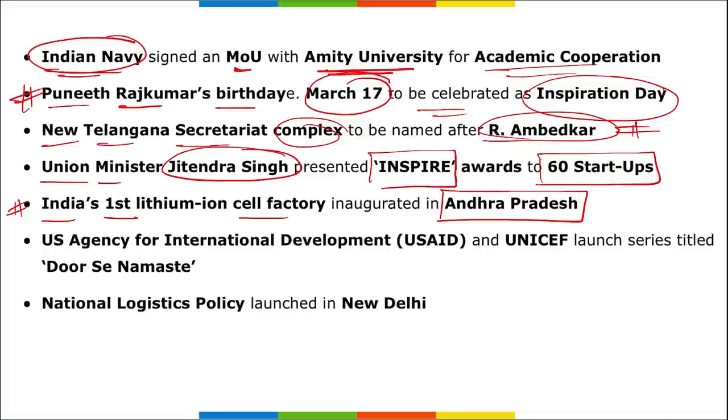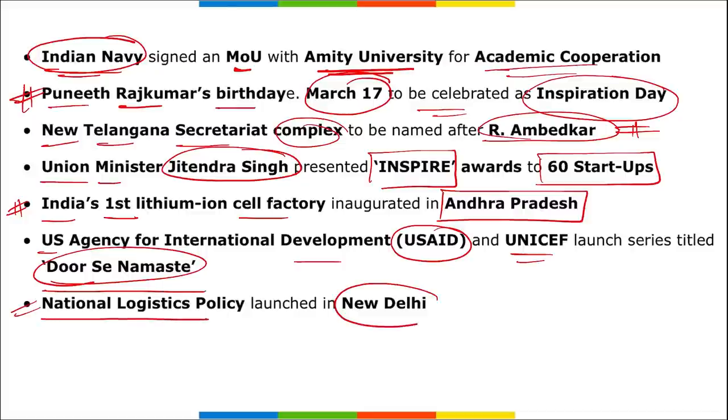All right. Next, the US Agency for International Development, that is USAID, and UNICEF will launch a series titled Dur Se Namaste. Next, the National Logistics Policy will be launched in New Delhi. Then if we talk about New Delhi: Hobby Hub, My Electric Vehicle, largest drone mela, third organic expo, first center of excellence for Khadi, 2 robots were added into the firefighting team, first museum for the former Prime Ministers of India. So all are there in New Delhi.